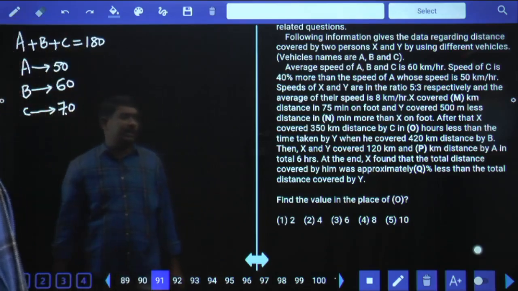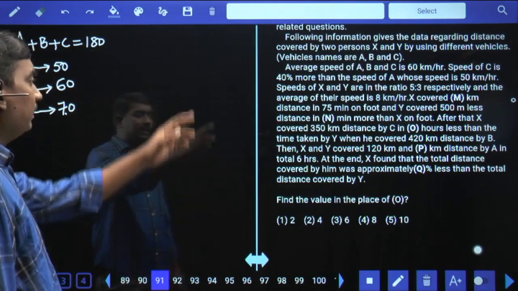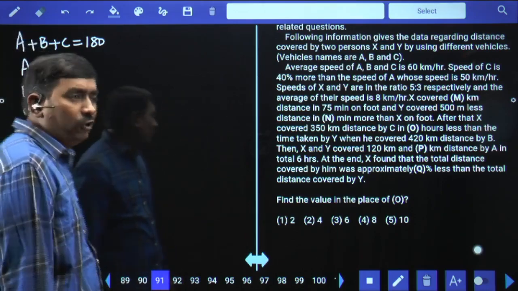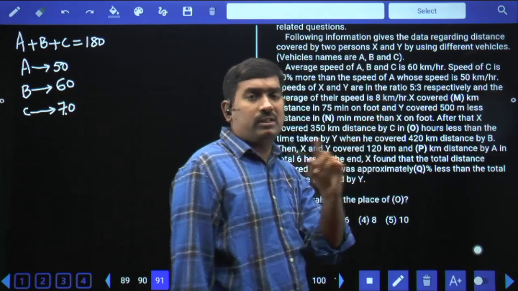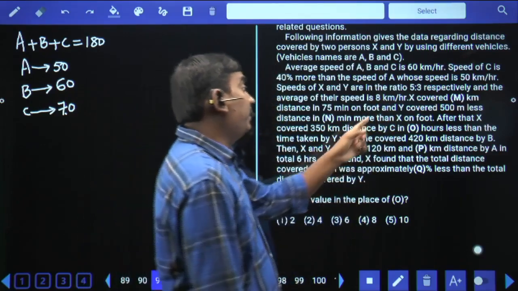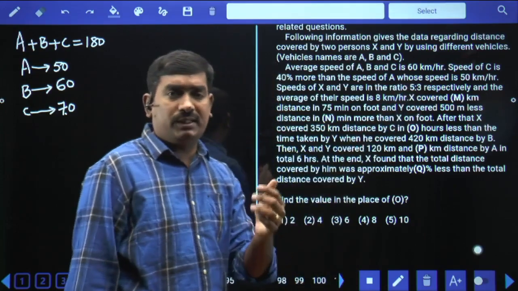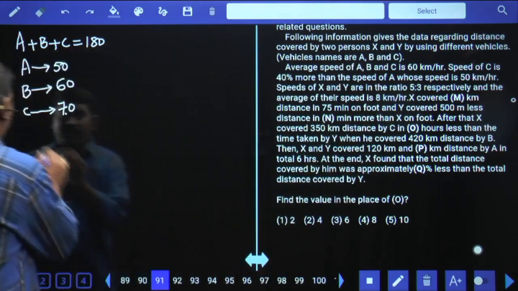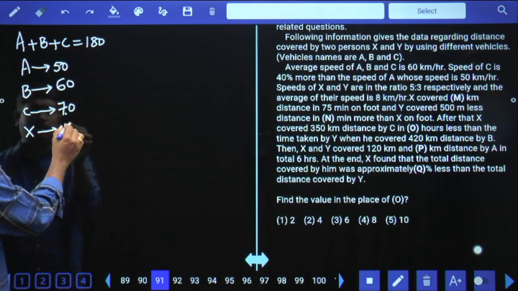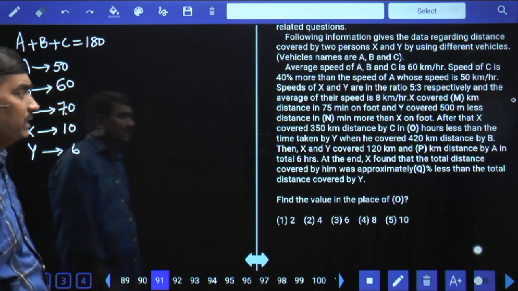Speeds of X and Y are in the ratio of 5:3 respectively, and the average of their speed is 8 kilometers per hour. Average speed is 8, it means the total speed is 16. 16 in the ratio of 5:3. 5 plus 3 is 8 parts, value 16, so 1 part value 2, then 5 parts value 10. X speed is 10 kilometers per hour. Y speed, 3 parts, value 6 kilometers per hour.